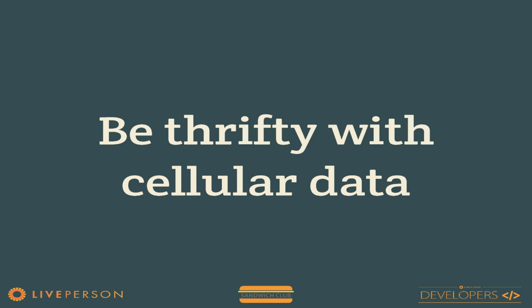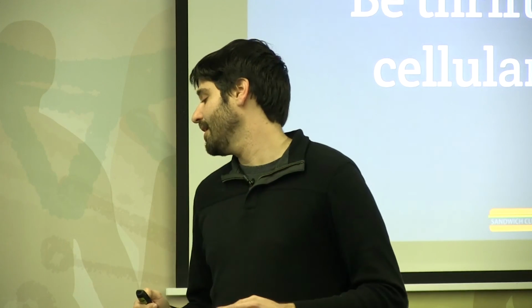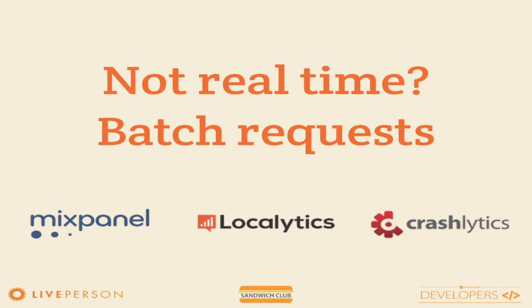Be thrifty with cellular data. So again, cellular data is something that's very expensive for these users, and something that you need to think how you minimize on your side. So the first thing you need to ask yourself when we're talking about networking and data is, does your SDK need to be real time? Do you really need to constantly turn on and off and make these networking requests? Most likely, you don't need to.